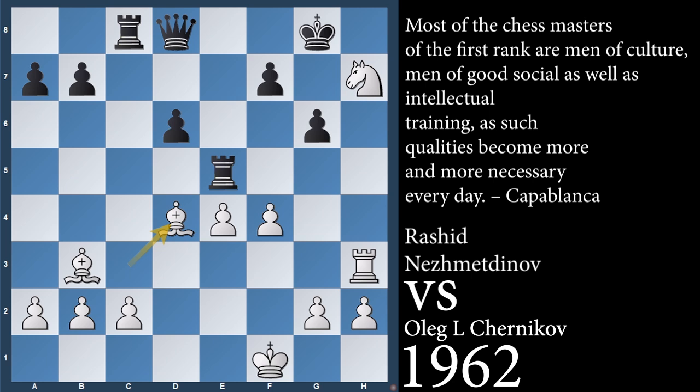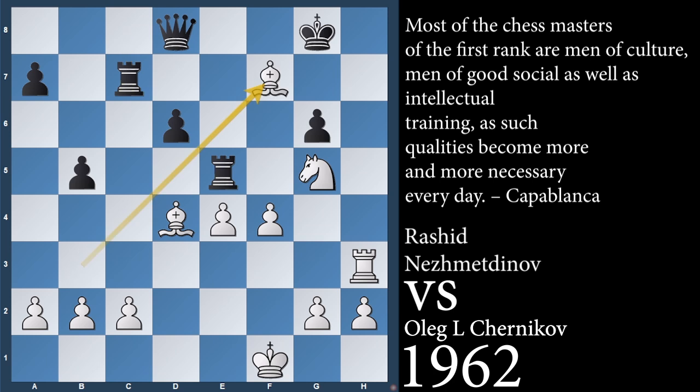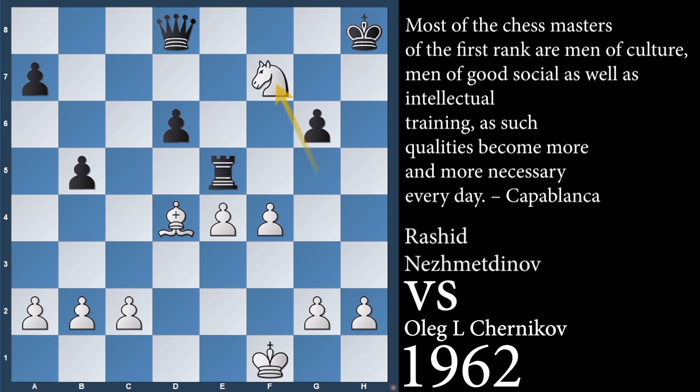Bishop to d4, b5. Knight to g5, rook to c7. Bishop takes that pawn on f7 check. Rook takes on f7, rook to h8 check. A brilliant move. In this position, king takes the rook on h8, knight takes the rook on f7 check, attacking the queen, the rook, and also forking the king. This comes with a check.